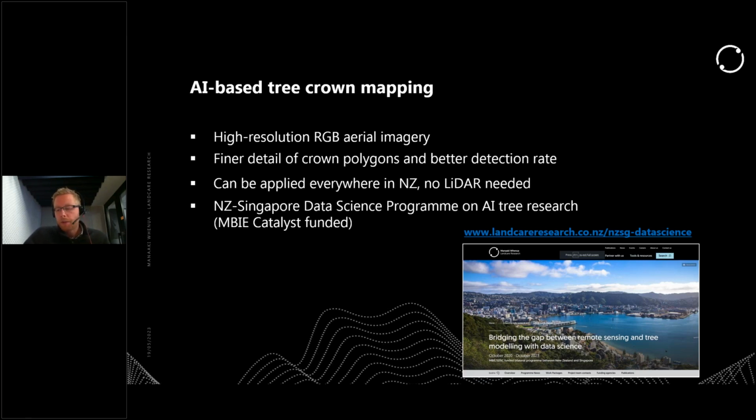Most of the research that we do in this space within Manaaki Whenua comes through catalyst funding from MBIE, and we lead a wider New Zealand-Singapore data science program collaboration on AI tree research, which is a collaboration between 5 institutes: University of Canterbury, Victoria University of Wellington, Scion, and IHPC and Nanyang Technological University in Singapore. If you want to know more about this project and what we do, please check out our project website.